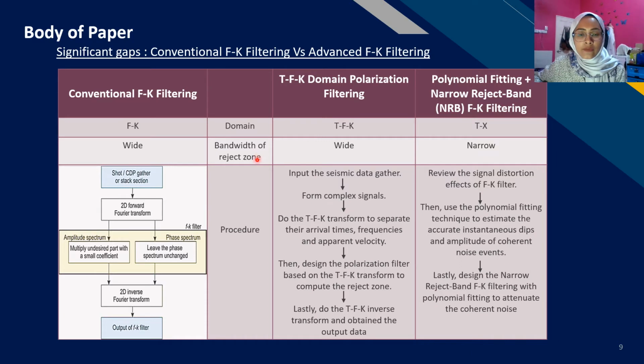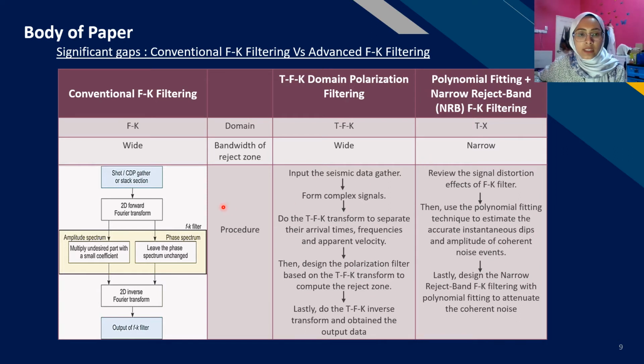While for the bandwidth of reject zone, conventional FK filtering has a wide reject zone, same goes to TFK polarization filtering, which also has a wide reject zone. However, polynomial fitting plus NRB FK filtering has a narrow reject zone.